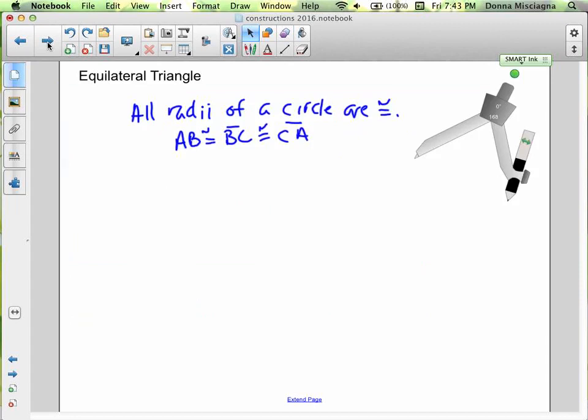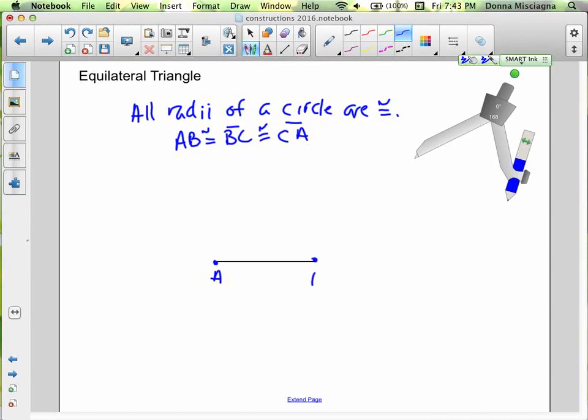All right, so let's construct our equilateral triangle. And remember, all radii of the triangle are congruent. So now I'm going to draw a line, use your straight edge. I still have that nice small line. That's such a thick line, that's nice. All right, so I'm going to label one as A and the other point as B.